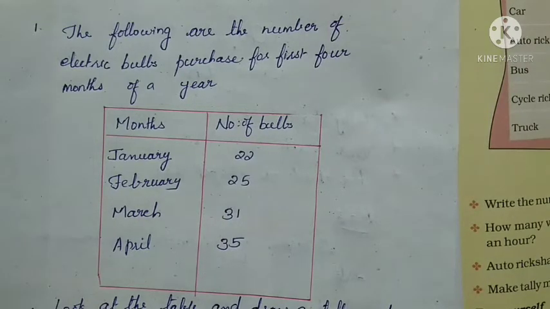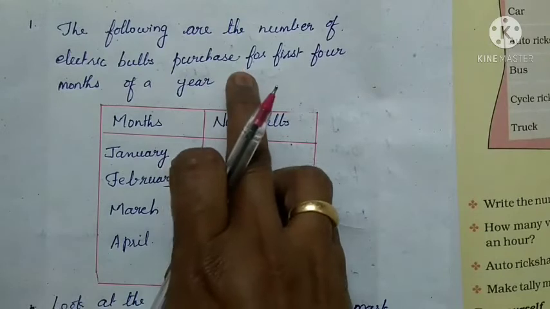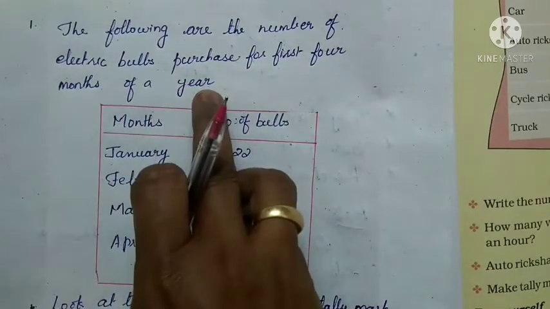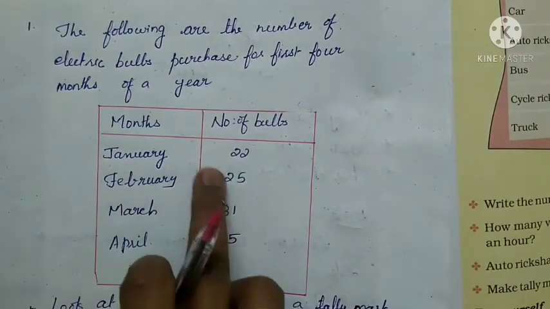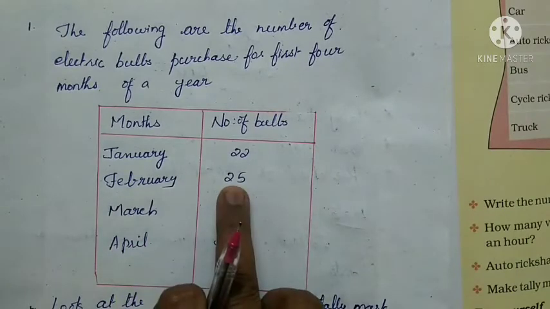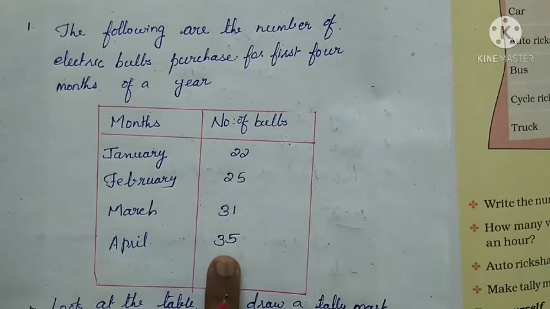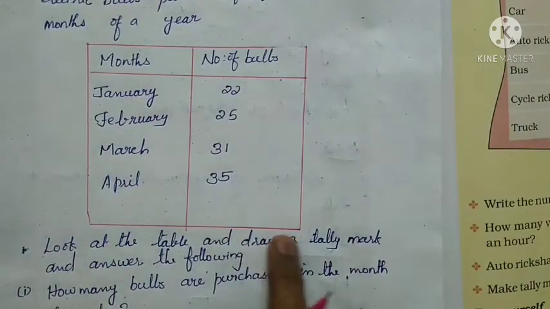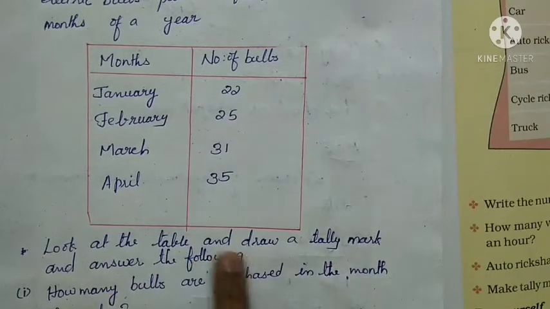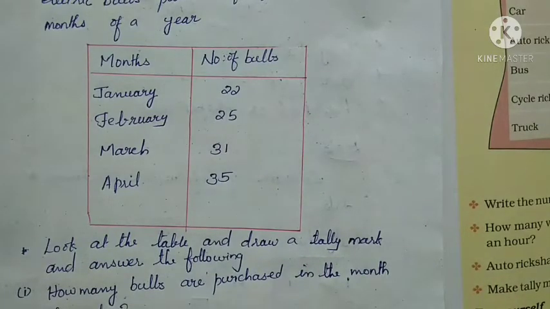Here I can give you one question. How can we draw a tally chart for the given information? Here are the numbers of electric bulbs purchased in the first 4 months of a year. In January, 22 bulbs were purchased, in February 25 bulbs, in March 31 bulbs, and in April 35 bulbs were purchased. So using this data, look at the table, draw tally marks and answer the following. So using this data, draw a tally chart.